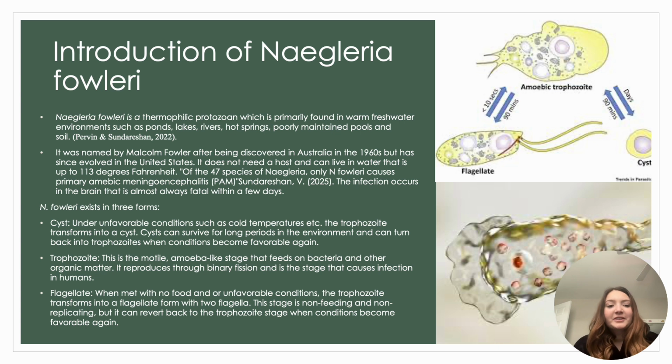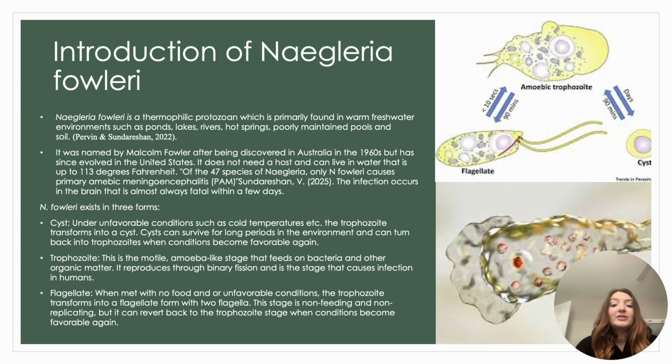So Naegleria fowleri is a thermophilic protozoan which is primarily found in freshwater environments such as ponds, lakes, rivers, hot springs, poorly maintained swimming pools, and the soil. It was actually discovered in Australia in the 1960s by a man named Malcolm Fowler. There are 47 different species of Naegleria, but only Naegleria fowleri can cause pathogenic infections such as primary amoebic meningoencephalitis. PAM is the abbreviation for it. It can actually cause death within a few days.